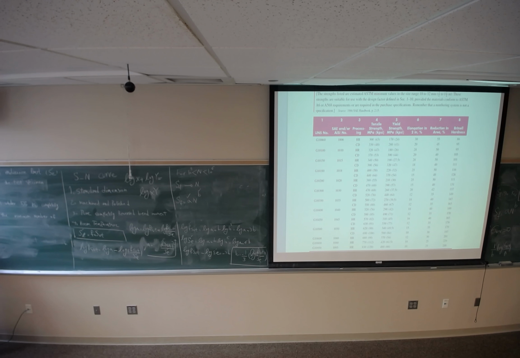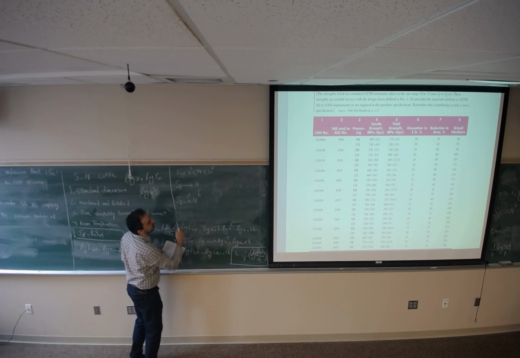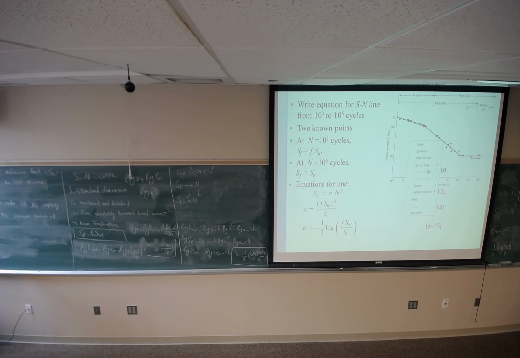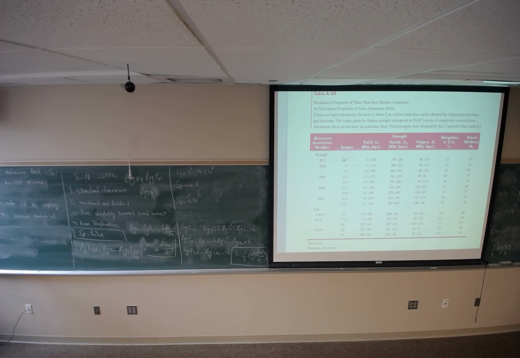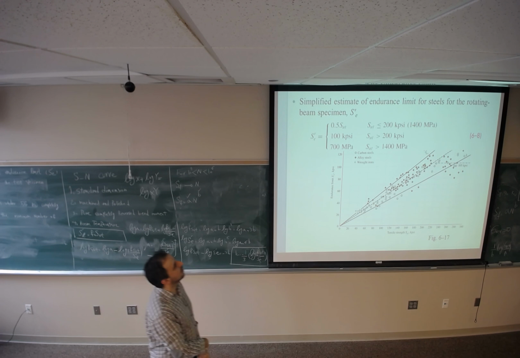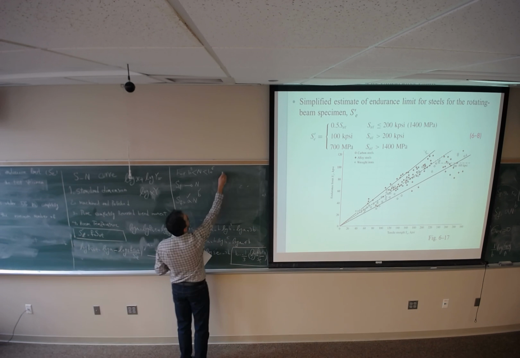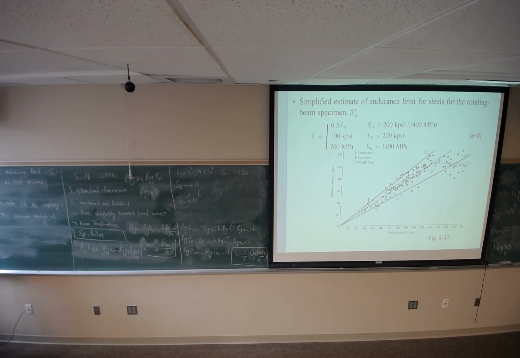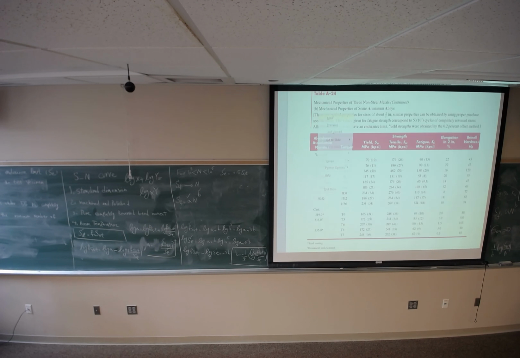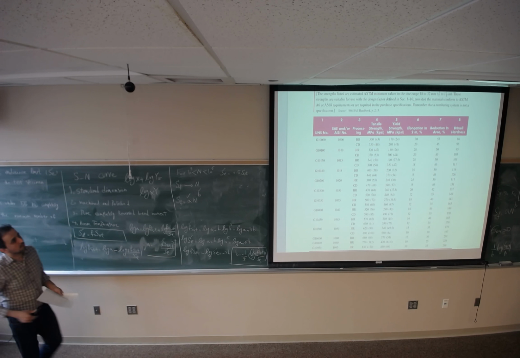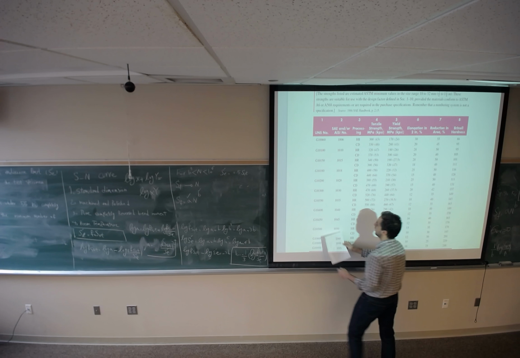So first, find the endurance limit, S'e. To find S'e, I should use this equation. It's a ferrous material, it's a steel. So if S ultimate is less than 200 kpsi, S'e is 0.5 S ultimate, if S ultimate is less than 400 MPa. So let's look at the table for 1050, hot roll.